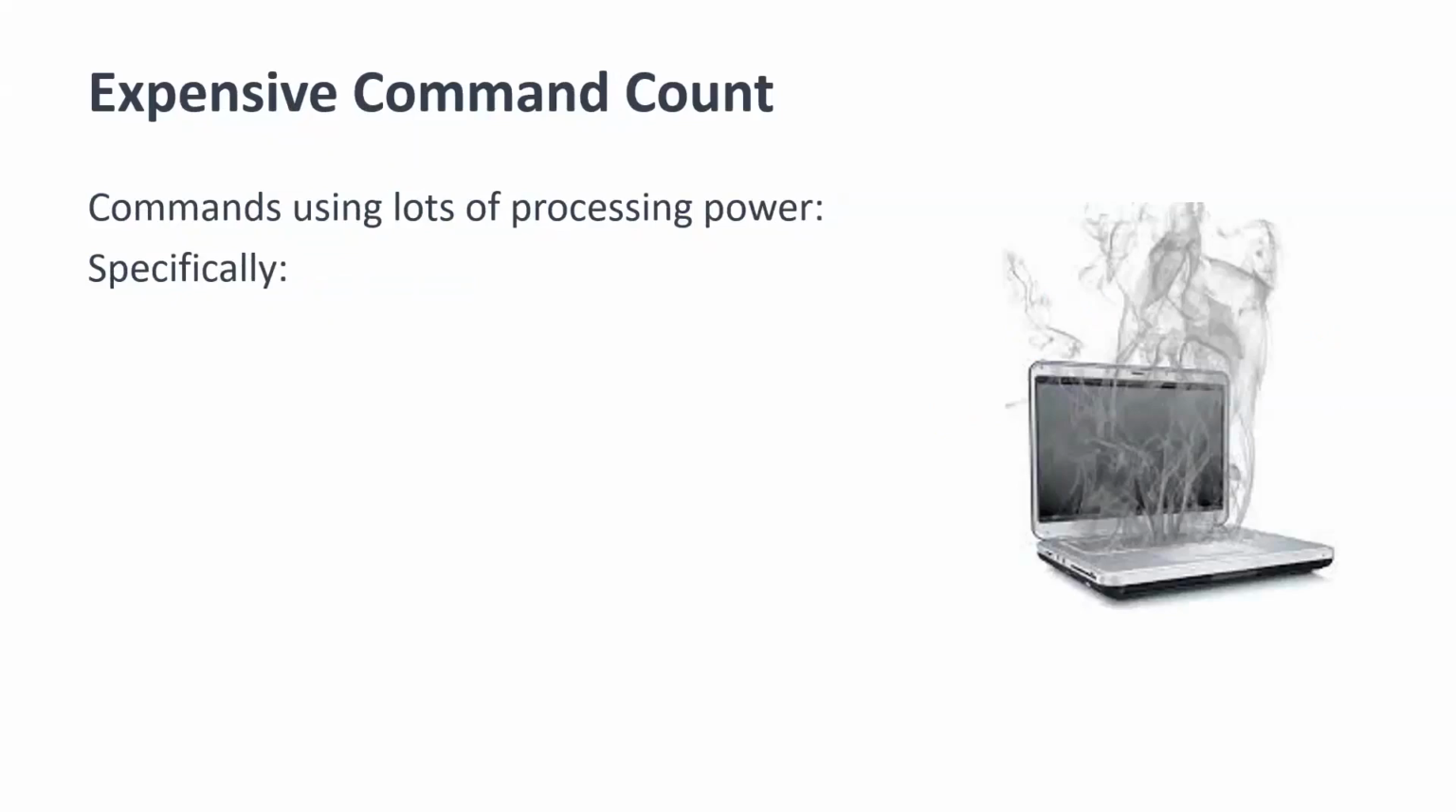Then the new one, the expensive command count. These are commands that are using lots of processing power. This is the one exception. These are the 3 commands that are still using shared resources. The commands are strat, so the stratification command, get least field quota list, and get data.